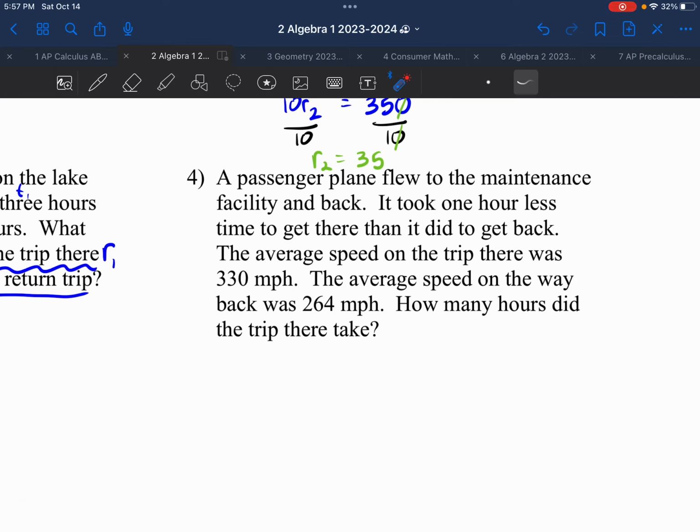Let's read number 4. A passenger plane flew to the maintenance facility and back. So if it's a question that goes there and back, then it's going to be distance is equal to distance.